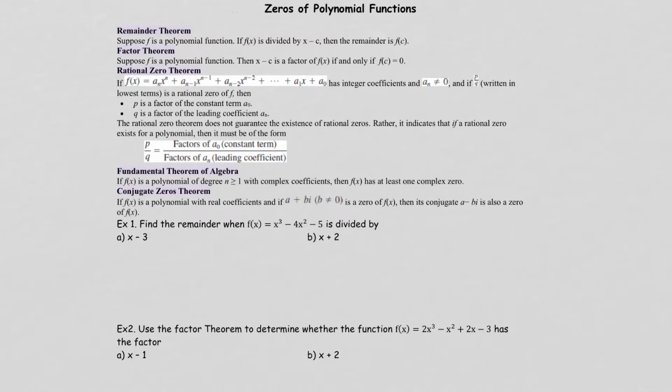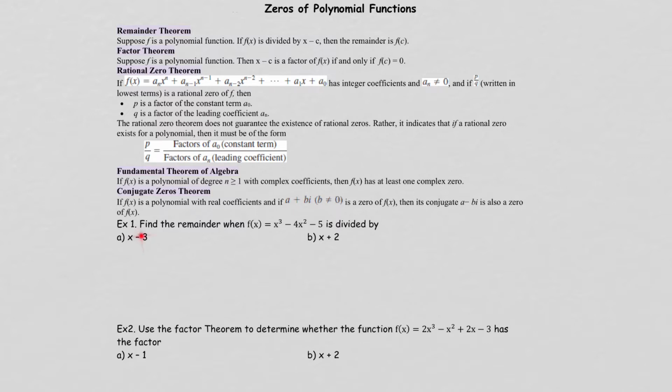Today's lesson, we're going to talk about zero of polynomial functions. We're going to briefly go over the remainder theorem, factor theorem, and rational zero theorem. Probably all these theorems or definitions we should be able to understand better when we're looking at the examples. So I'm going to come back to those definitions while we're doing our examples.